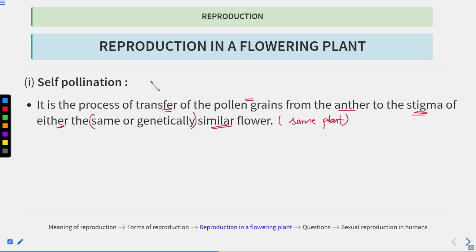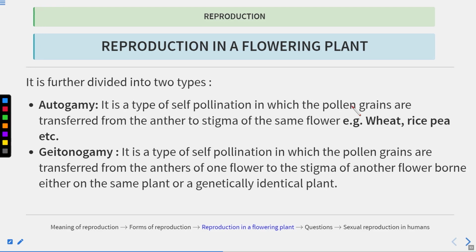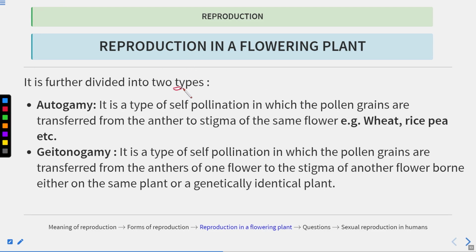Self-pollination can also take place in the same flower, in the case of a bisexual flower. These bisexual flowers contain both the male as well as the female reproductive part. Clear? Now self-pollination can be of 2 types. First is autogamy and next is geitonogamy. Auto means self.